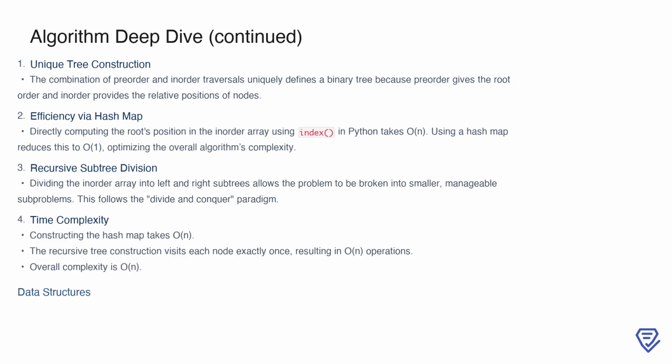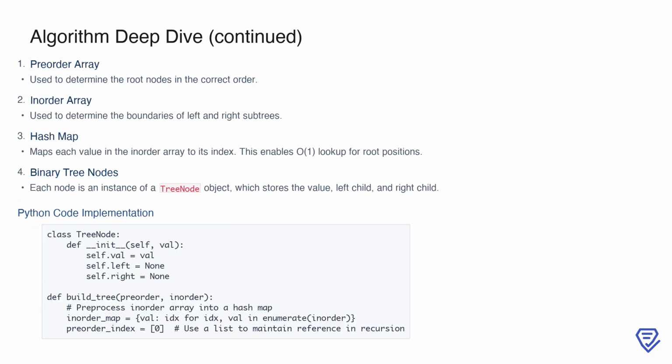The overall time complexity of the algorithm is O(n), where n is the number of nodes in the tree. This is because constructing the hash map takes O(n), and the recursive construction processes each node exactly once. The algorithm relies on several key data structures. The preorder array is used to determine the root nodes in the correct order, while the inorder array is used to define the boundaries of the left and right subtrees. The hash map, which maps each value in the inorder array to its index, enables efficient O(1) lookups for the root's position.